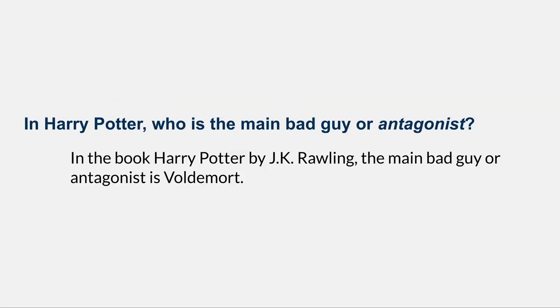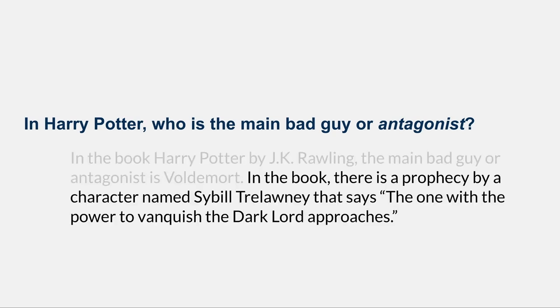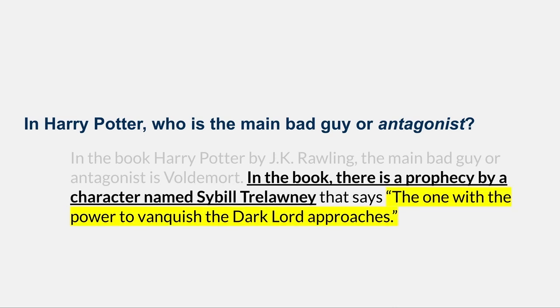In Harry Potter, who is the main bad guy or antagonist? And we have this as the point that we already wrote. In the book Harry Potter by J.K. Rowling, the main bad guy or antagonist is Voldemort. And here would be a good piece of evidence that we could use in order to support this point. The evidence reads, "In the book there is a prophecy by a character named Sybil Trelawney that says, 'The one with the power to vanquish the Dark Lord approaches.'" In this piece of evidence, you can see that the writer has provided enough context for us to be able to understand the quote, and they provided the quote itself. That makes for good evidence.